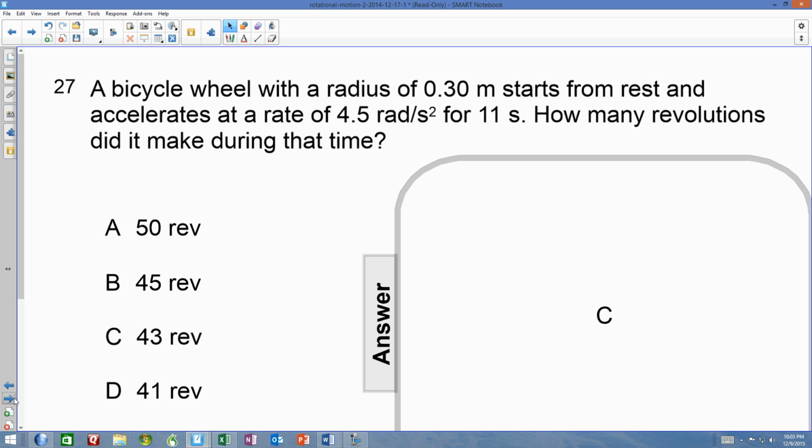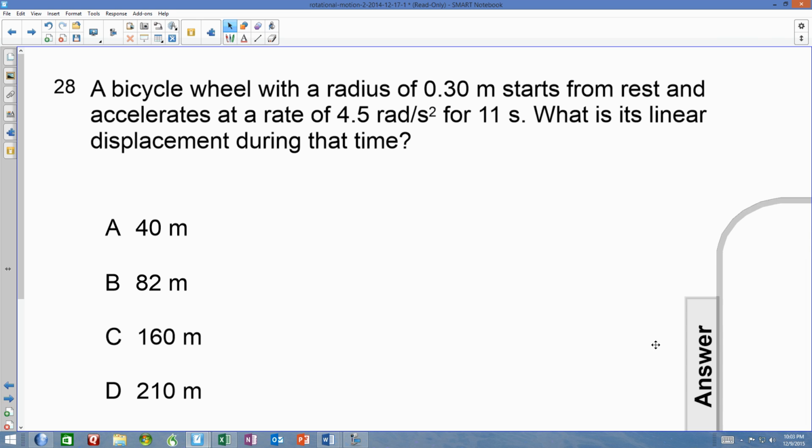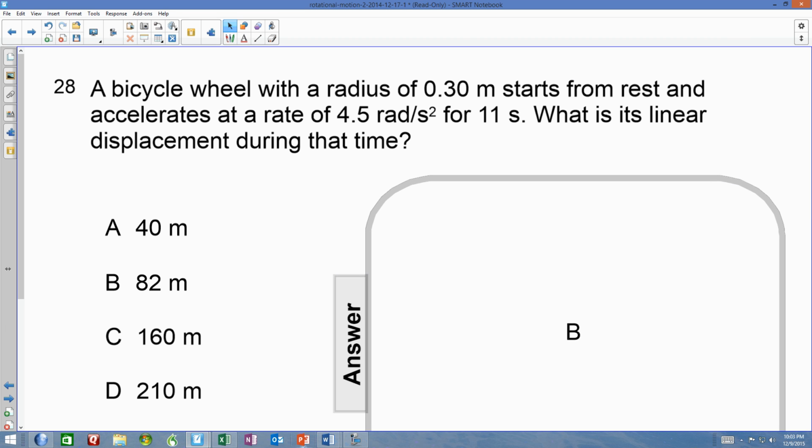Let's go ahead and look at the next one. A bicycle wheel with a radius of 0.30 meters starts from rest and accelerates at a rate of 4.5 radians per second squared for 11 seconds. What is its linear displacement during this time? Go ahead and pause the video. Let's see if you have the right answer. You should have gotten B, 82 meters.